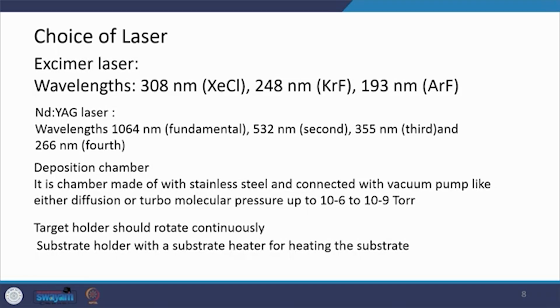The deposition chamber is generally made of stainless steel, and it is connected to a vacuum pump, like a diffusion or turbomolecular pump. You can reach up to 10⁻⁶ to 10⁻⁹ torr, and then the target holder should be rotated, and a substrate heater should also be there.